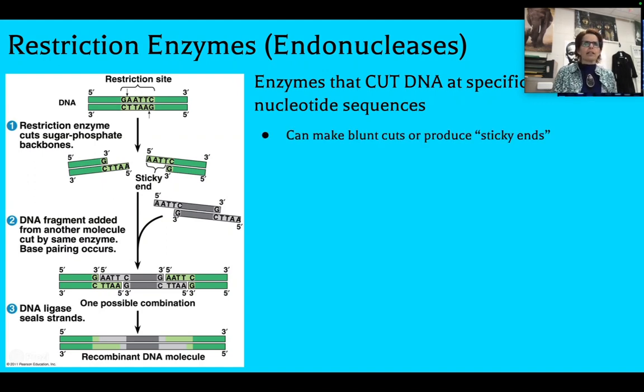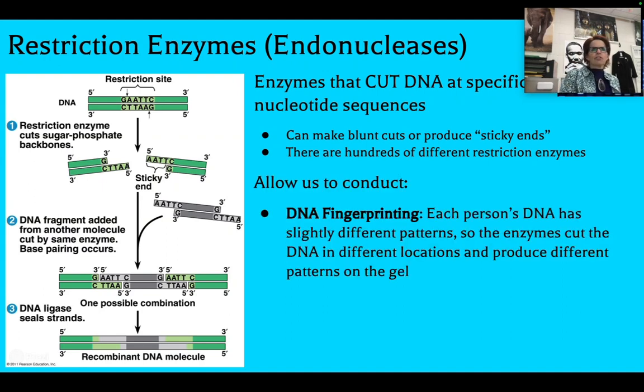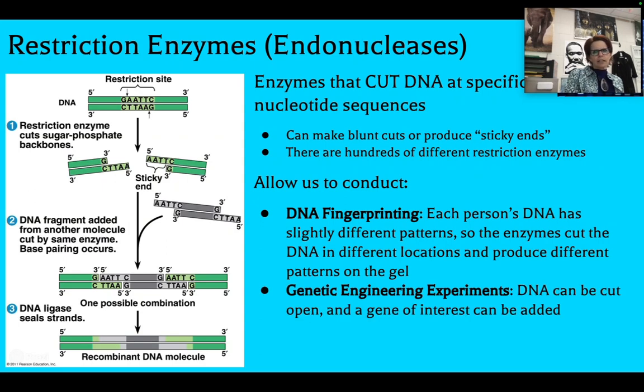They can make blunt cuts or sticky ends. So it says it right there, but number 1 made sticky ends that can actually re-anneal with each other, or they can anneal with the target sequence. There's hundreds of different types of restriction enzymes, and they allow us to do things like DNA fingerprinting or genetic engineering experiments. So what you're seeing on the left, that diagram is a genetic engineering experiment. The gray is DNA that we're trying to insert into already existing green DNA. And as long as they're both cut by the same restriction enzymes, they can stick together.